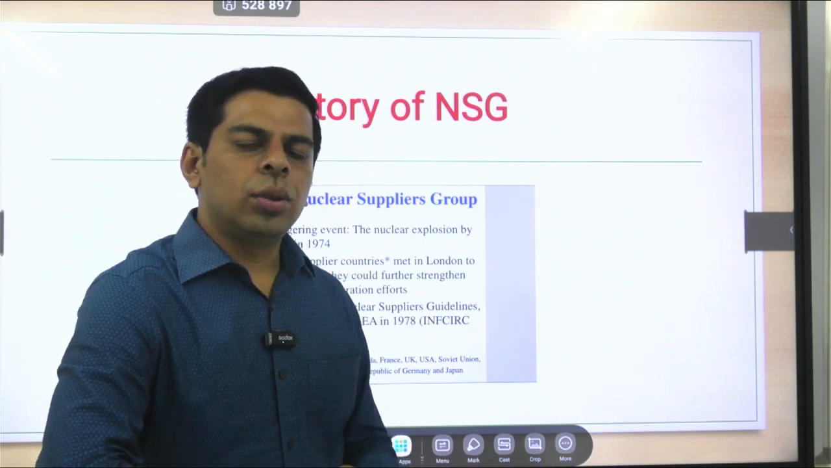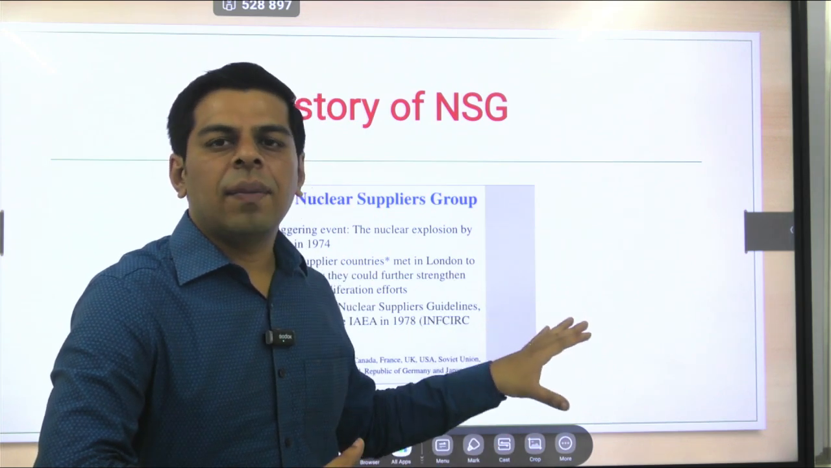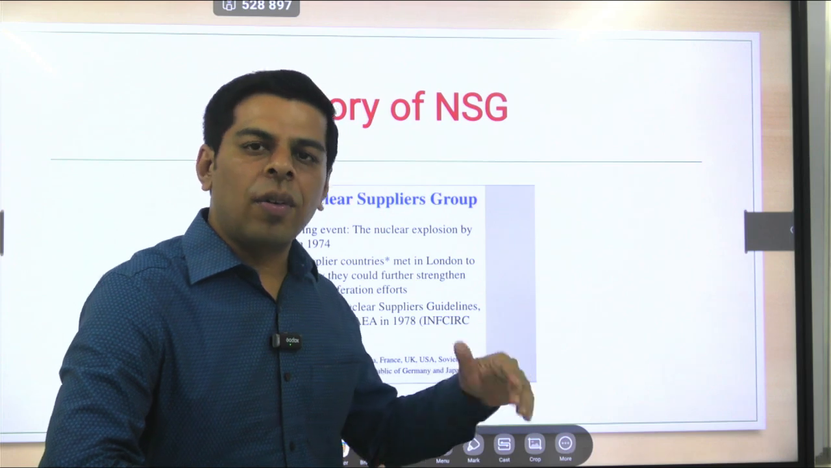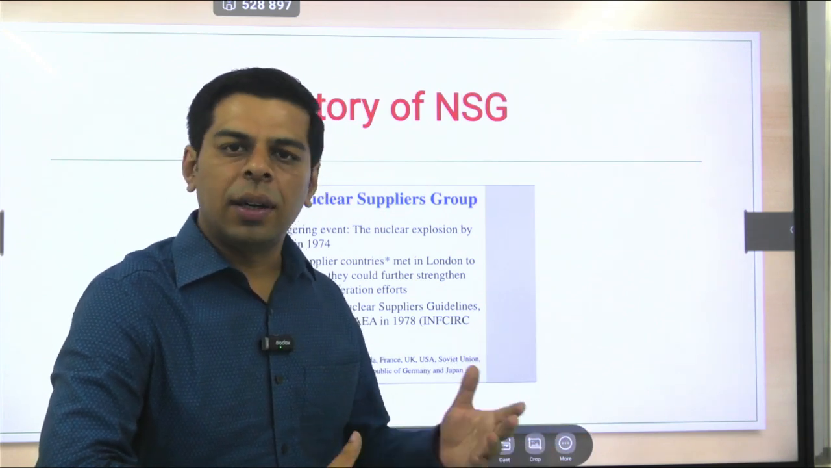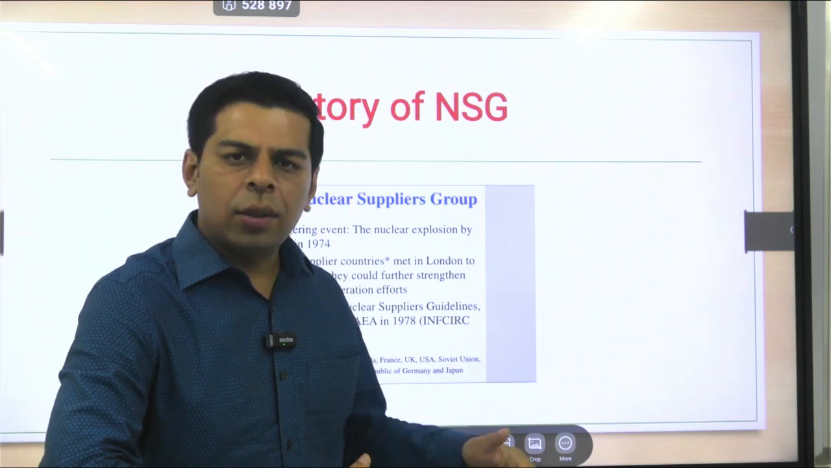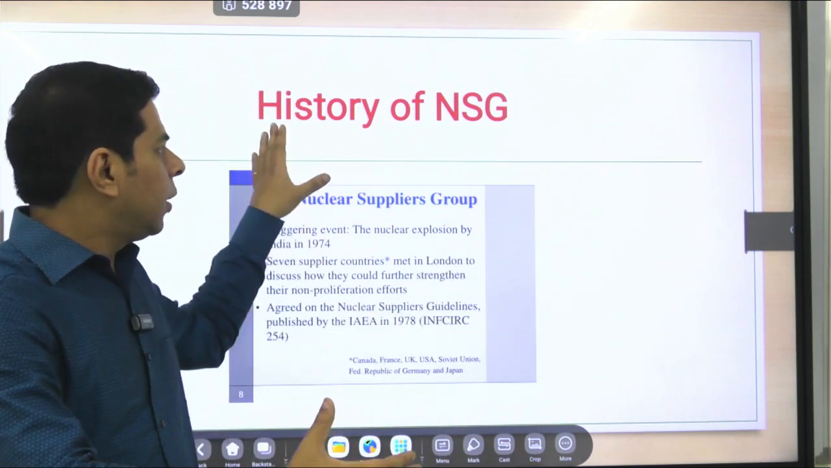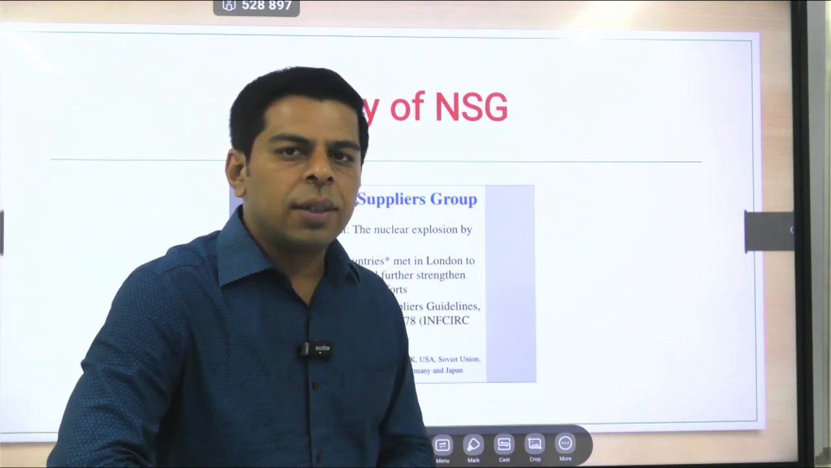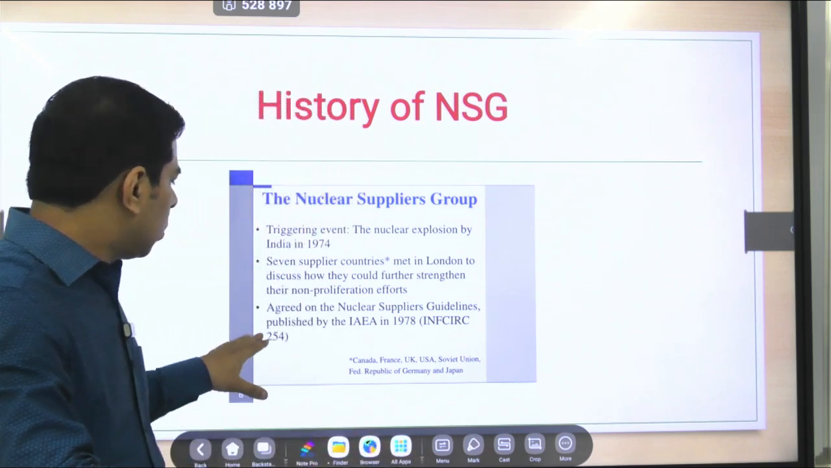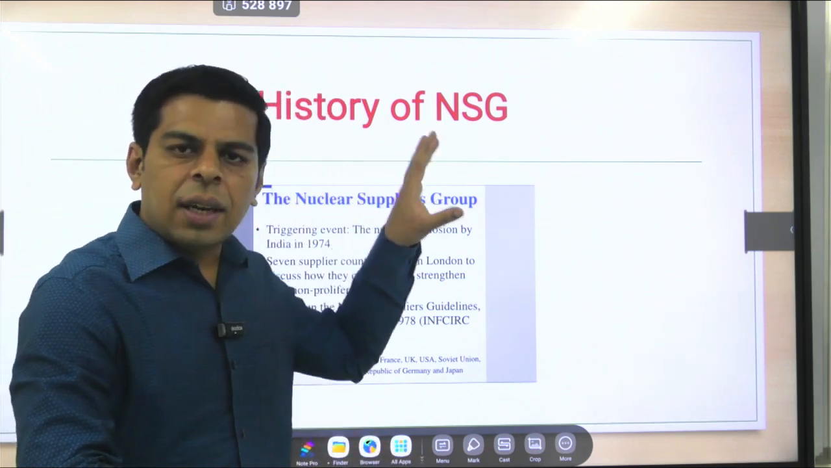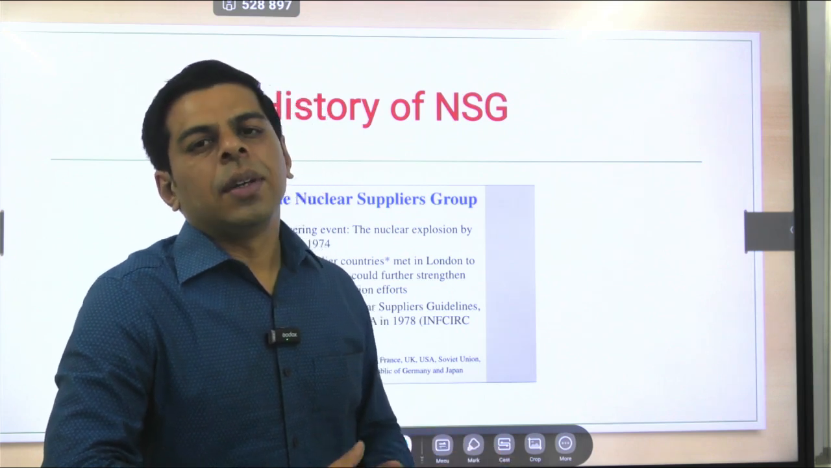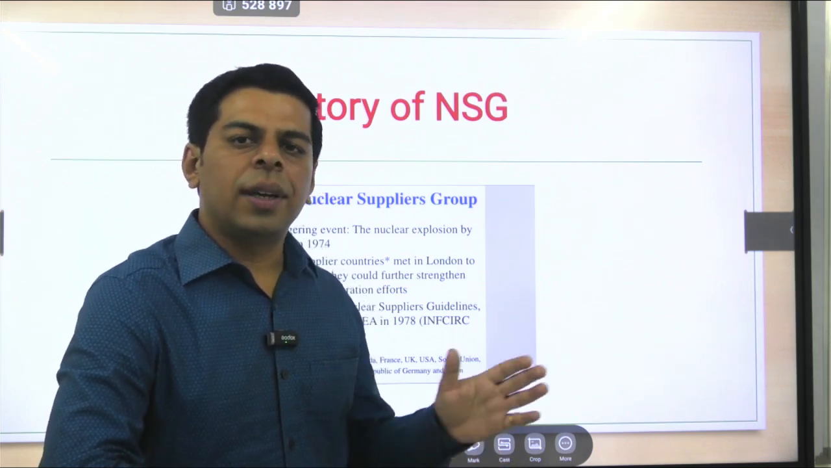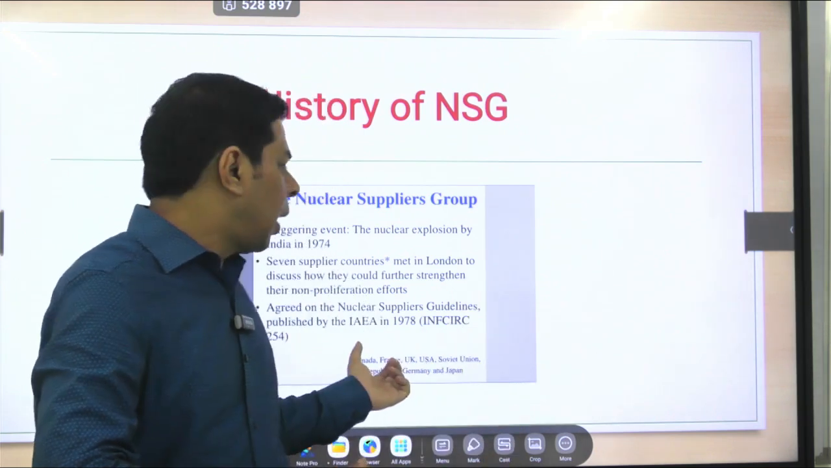Initially, since these meetings were taking place in London, this group, unofficially, came to be known as the London Supplier Group or London Group, but eventually they formulated the current name which we are discussing, the Nuclear Suppliers Group. So they agreed to some basic guidelines which decided how nuclear energy should be given to different nations and how we can checkmate it with the help of the IAEA.